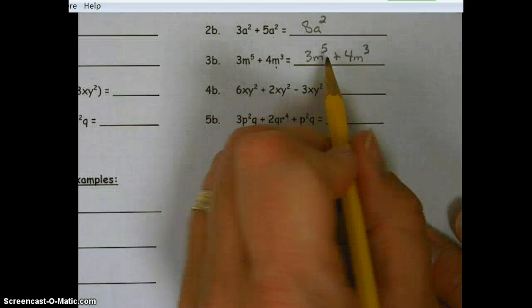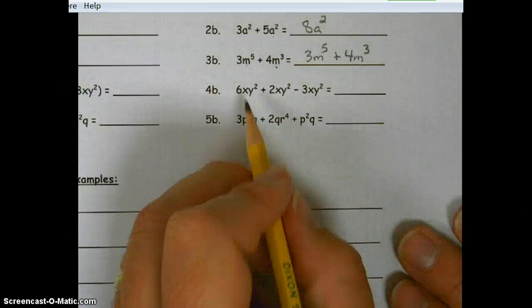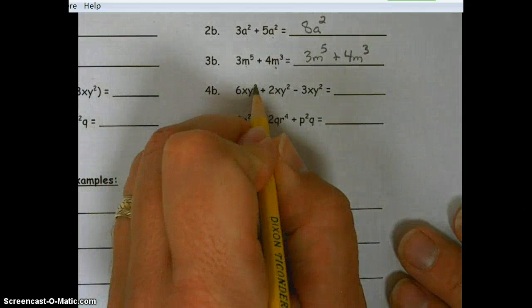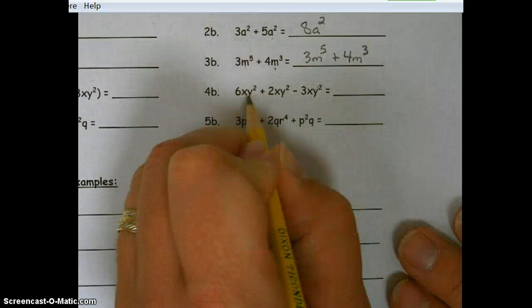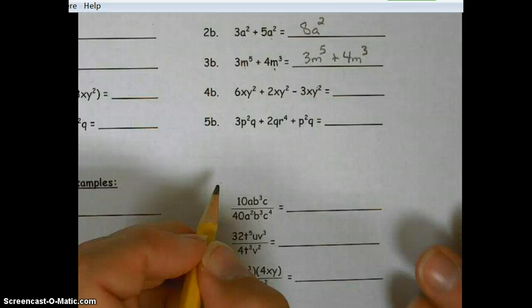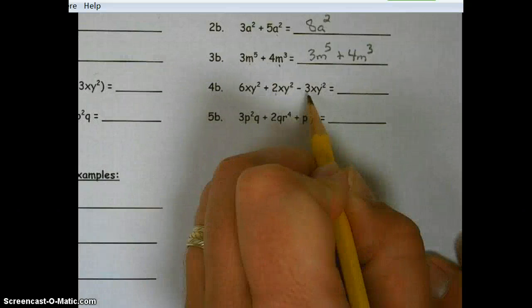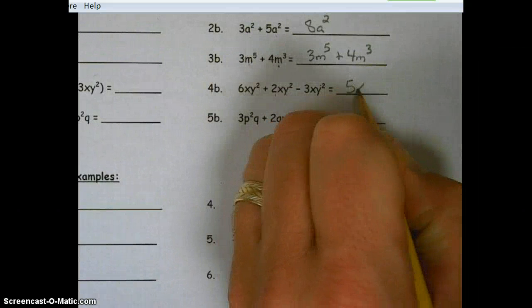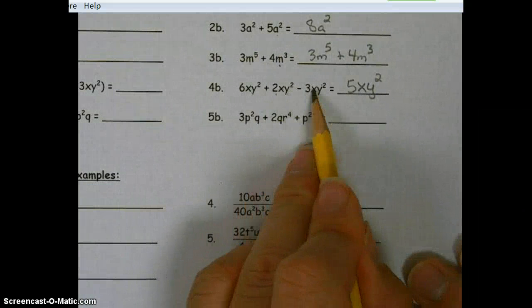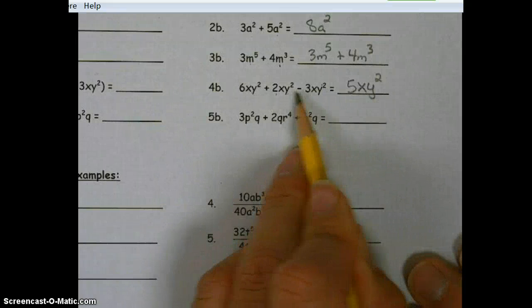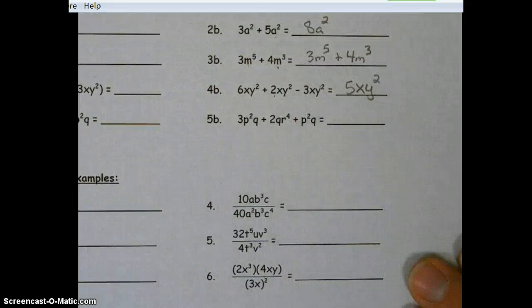And also, always put the greater exponent first. Okay? Here we go. xy squared, xy squared, xy squared. Can we combine them? You betcha we can. So we got 6 of them, plus 2 of them is 8 of them. 8 of them minus 3 of them is 5 of them. Notice the terms stayed the same. We just combined the coefficients. Okay? Alright.